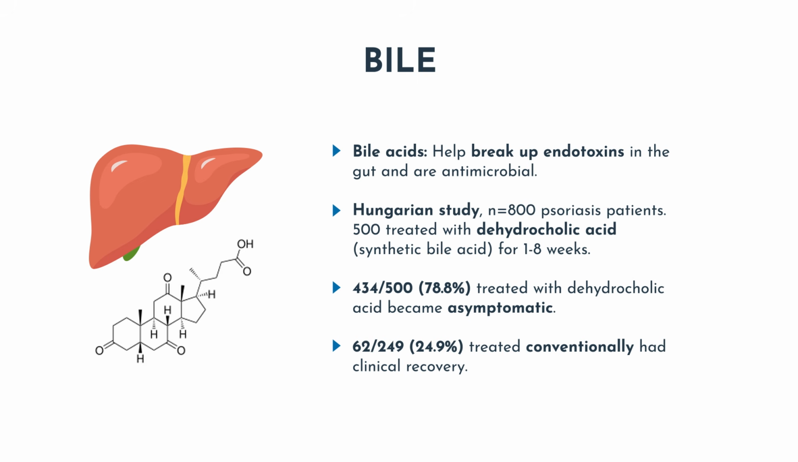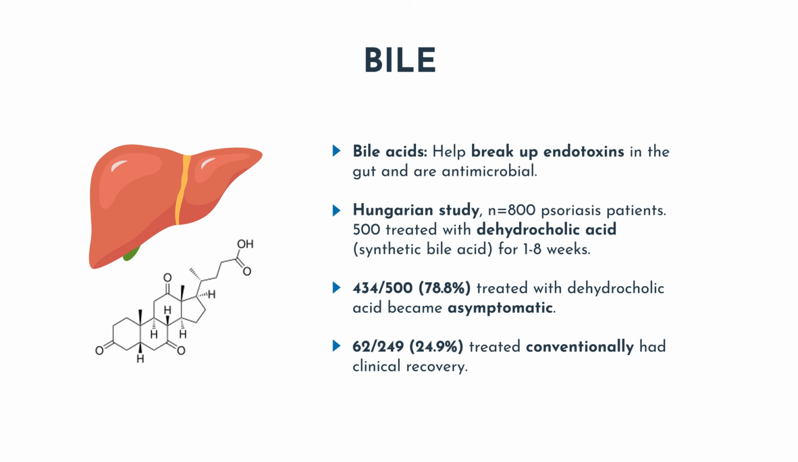But here's an example. There was a study in Hungary done on 800 psoriasis patients. Bile acids, we think of them as emulsifying fat, which is definitely true, but they also help break up endotoxins in the gut and they're antimicrobial. So in this Hungarian study, 500 of the psoriatic patients were treated with a synthetic bile acid for 1 to 8 weeks. They claim that 78.8% of those who were treated became asymptomatic and that 25% treated conventionally had clinical recovery.